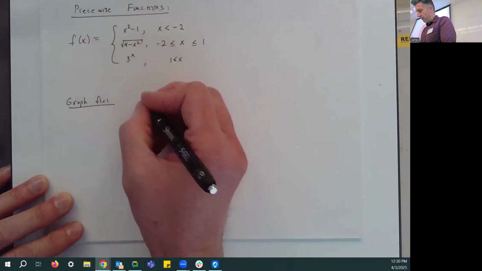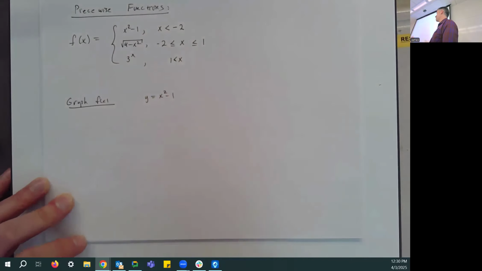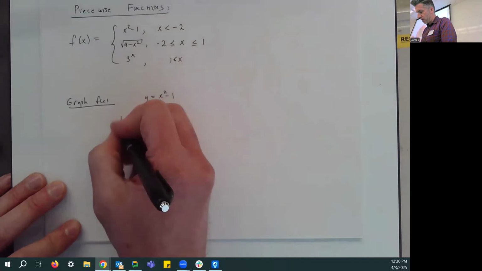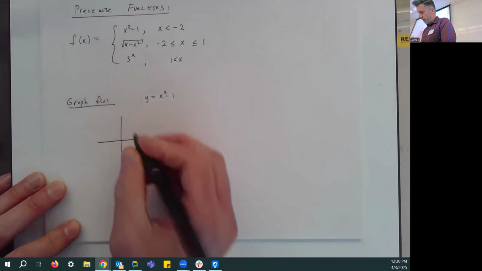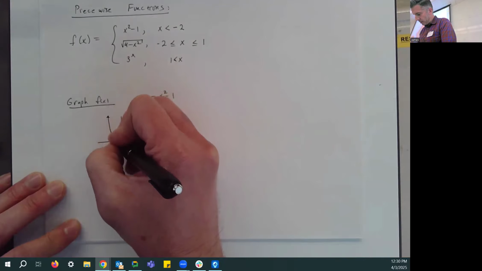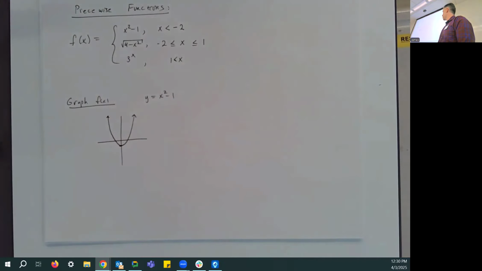So let's graph y equal to x squared minus 1. That's a typical looking upward opening parabola shifted down 1. We're taking our usual y equals x squared and shifting it down 1. So we have a vertex at (0, -1). It looks kind of like this. There's our y equal to x squared minus 1.